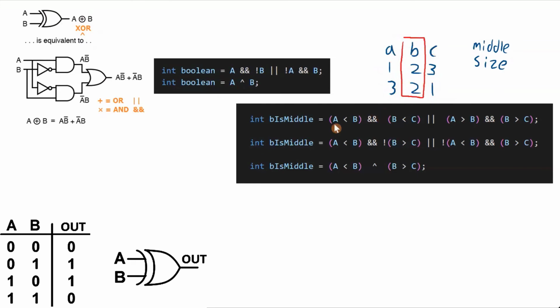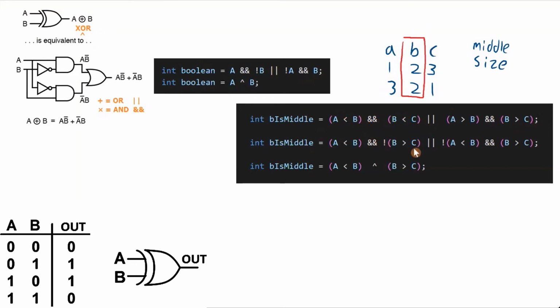So let's construct our boolean. To construct our boolean, first we write the equation A less than B and B less than C, or A more than B and B more than C. Up until here, our boolean logic is quite long. Let's try and see if we can simplify it.